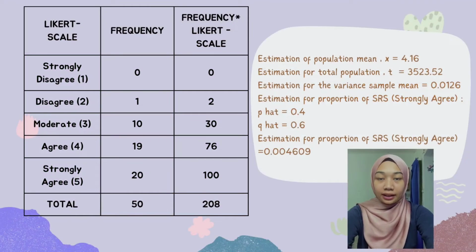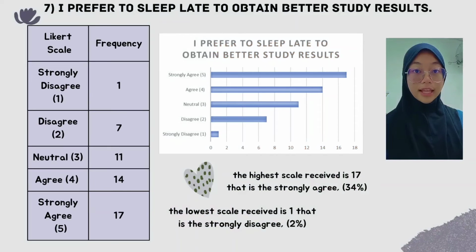From the table, we can calculate the estimation of population mean x bar, and we got 4.16. For the estimation of total population tau hat, we got 3523.52. For the estimation of the variance of the sample mean, we got 0.0126. For the estimation of the proportion of SRS strongly agree, we got p hat equal to 0.4, q hat equals 0.6. And the estimation of variance for proportion, we got 0.004609.